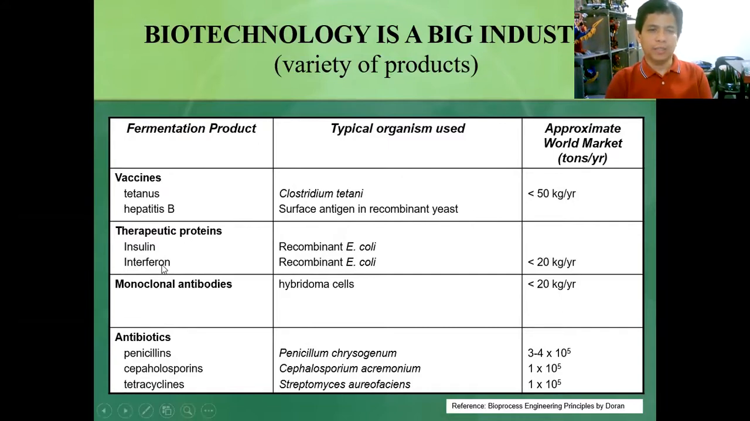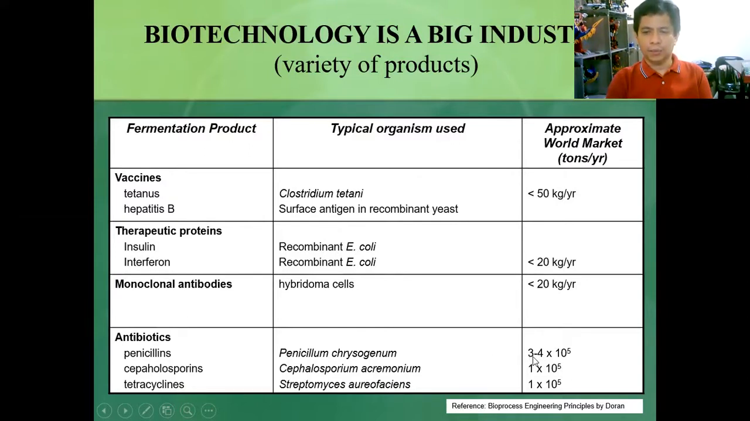Therapeutic proteins like interferon. So interferon is an antiviral drug. We use recombinant E. coli to produce interferon. Yung insulin, this is a drug for diabetics. We use recombinant E. coli to produce insulin. Monoclonal antibodies or MAB are produced using hybridoma cells. These are cancer cells, so they reproduce very fast. And then antibiotics, for penicillins, we use Penicillium chrysogenum.